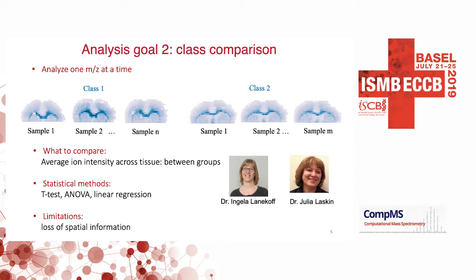It's very obvious that if we just average ion intensity across the whole tissue, we lose the spatial information, so we lose the spatial heterogeneity. It does not take any advantage of MSI at all, because we don't see the spatial patterns.